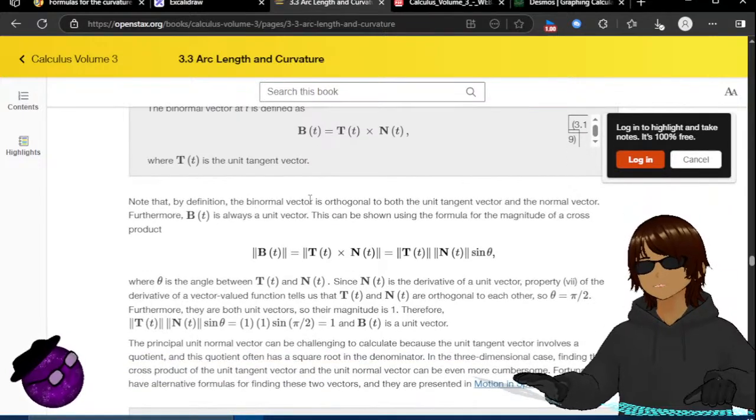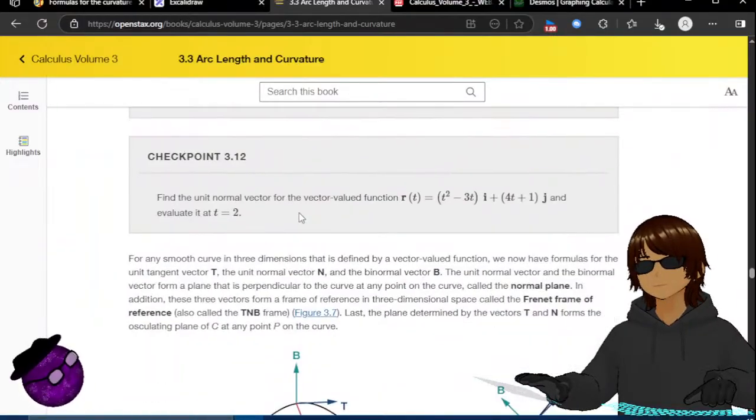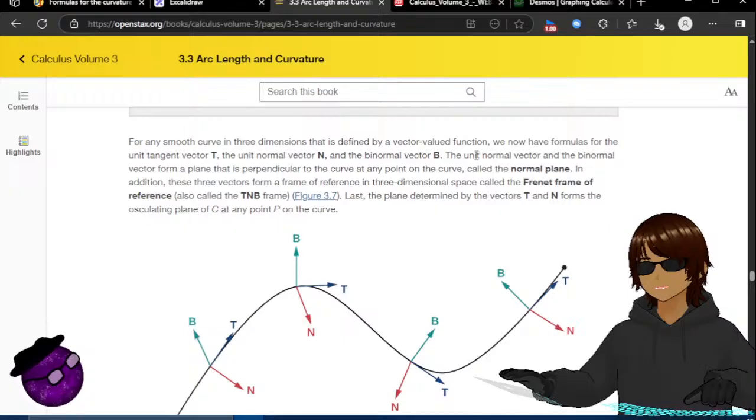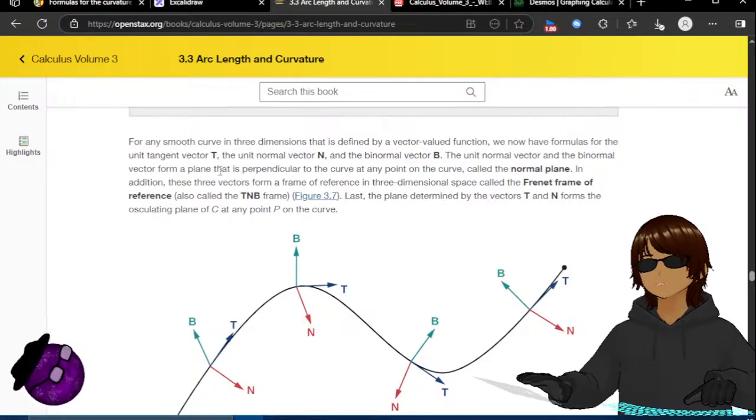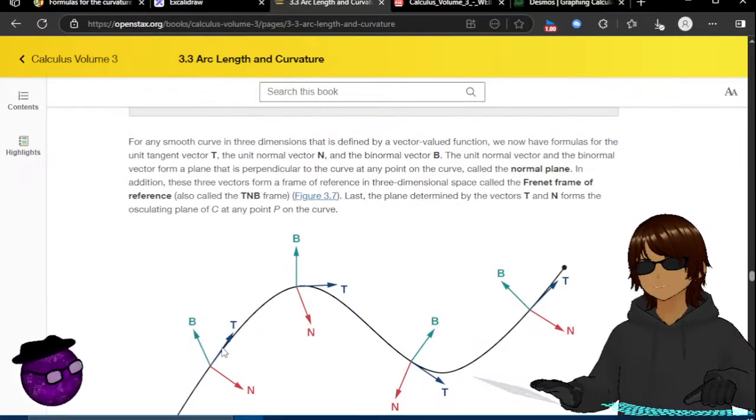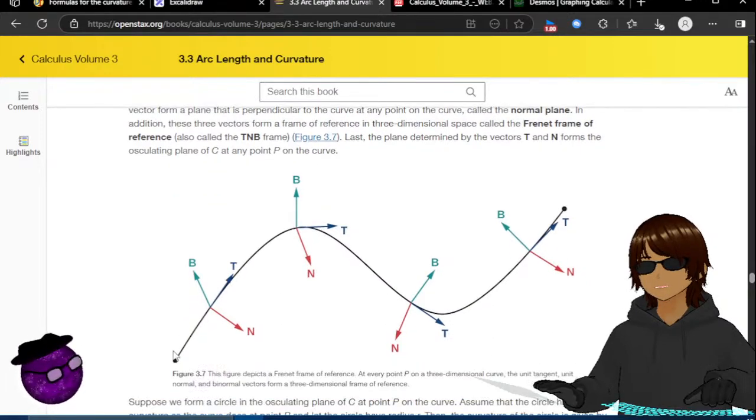By definition, the binormal vector is orthogonal to both the unit tangent vector and the normal vector. Okay. The unit tangent and normal vector form a plane that is perpendicular to the curve at any point on the curve, called the normal plane. So T and N, if you make a plane out of T and N, that plane is tangent to the curve at this point.